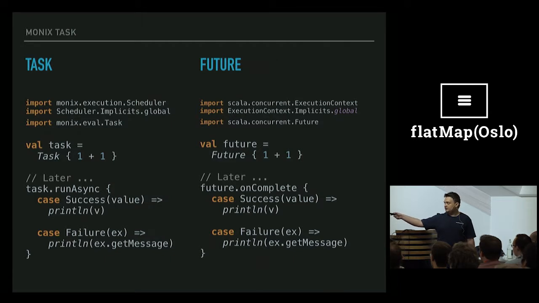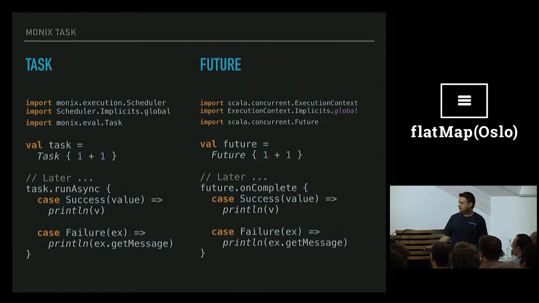run async. Run async is like, if you know the I/O type from Haskell, run async is the equivalent of unsafe perform I/O. It's something that can be done at the end of the world, let's say. So effects that happen here, not before it.